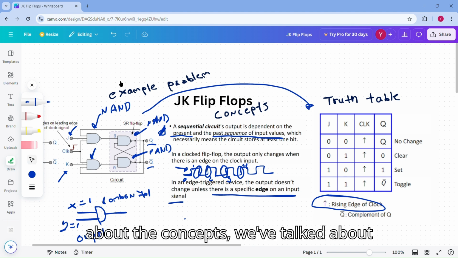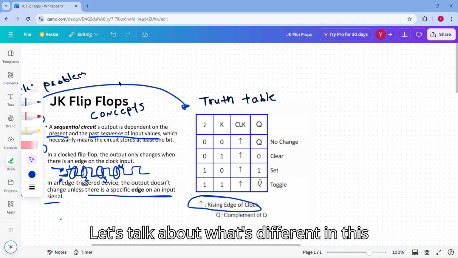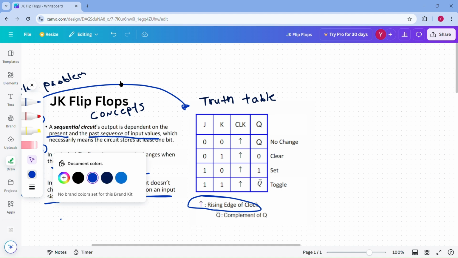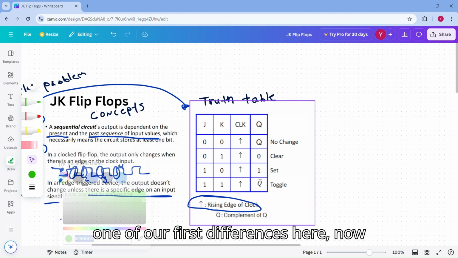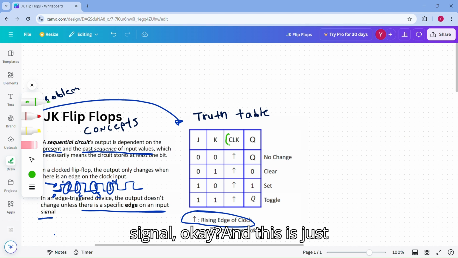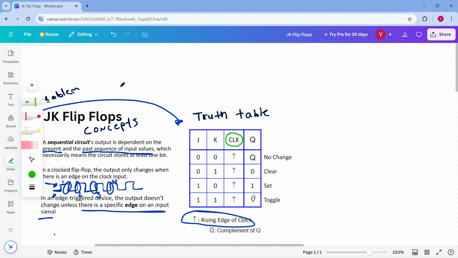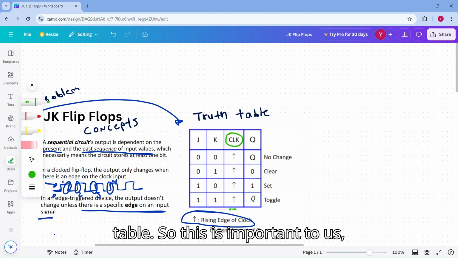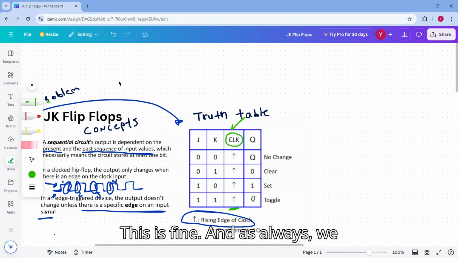Okay? We've talked about the concepts. We've talked about where this truth table is derived from. Let's talk about what's different in this truth table compared to our regular truth tables in combinational circuits. One of our first differences here is that now we're going to be working with our clock signal. This is just saying that we're going to have a rising edge clock for this entire component, for this entire truth table. So this is important to us, but it's not changing. So that's okay.